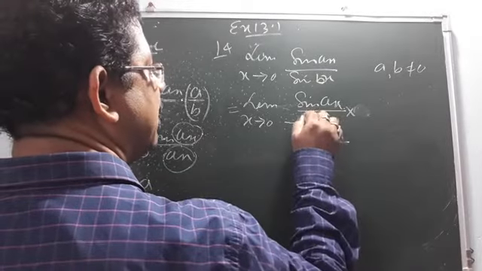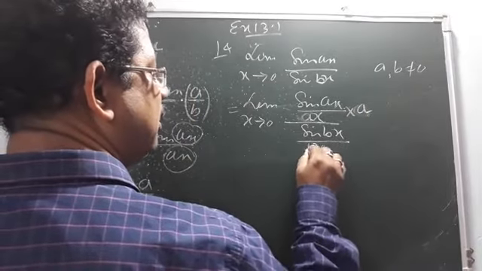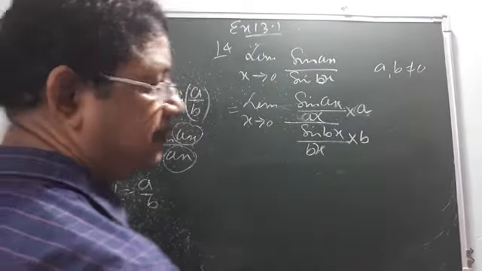Then observe minutely, here I have written a, and to neutralize this, here I have written a. I have written here bx, b, and here also I have written b.